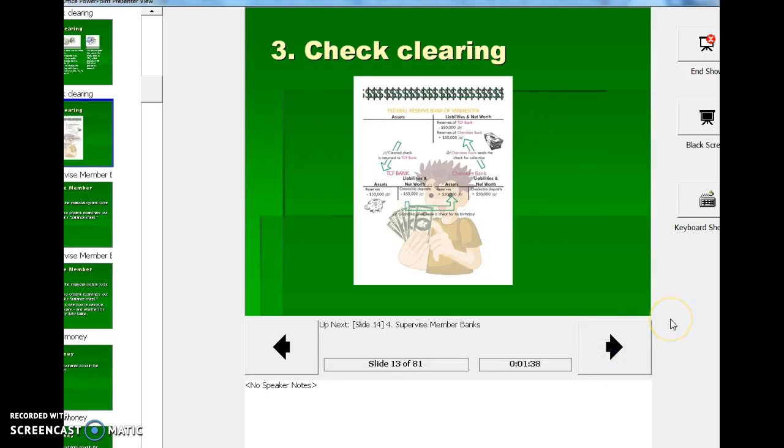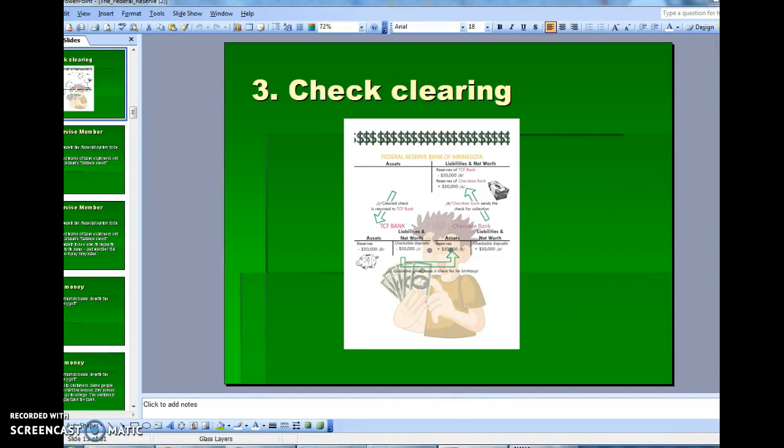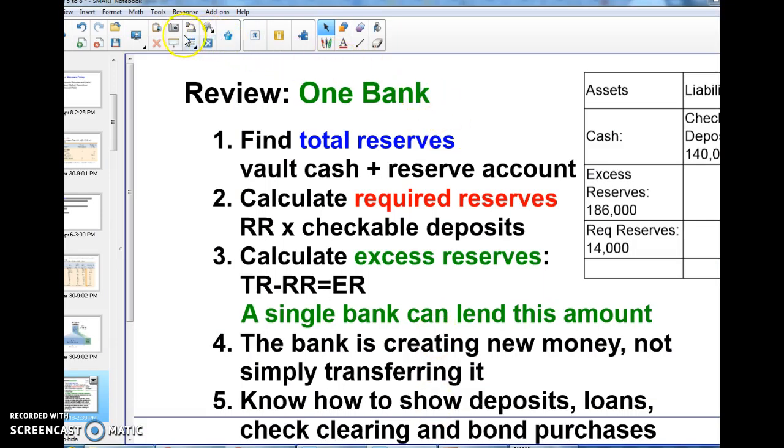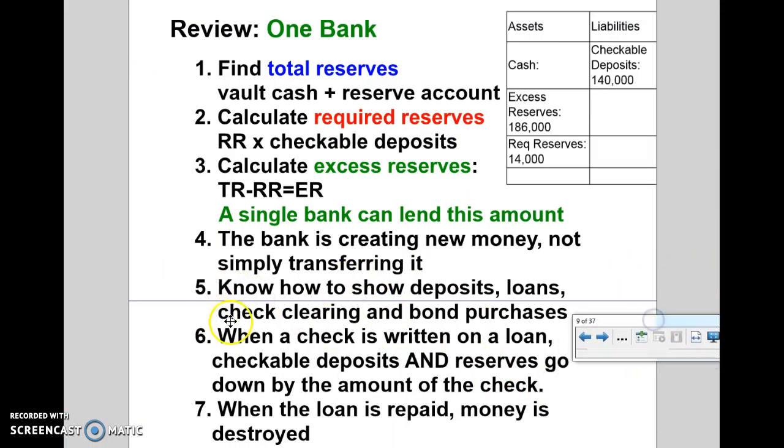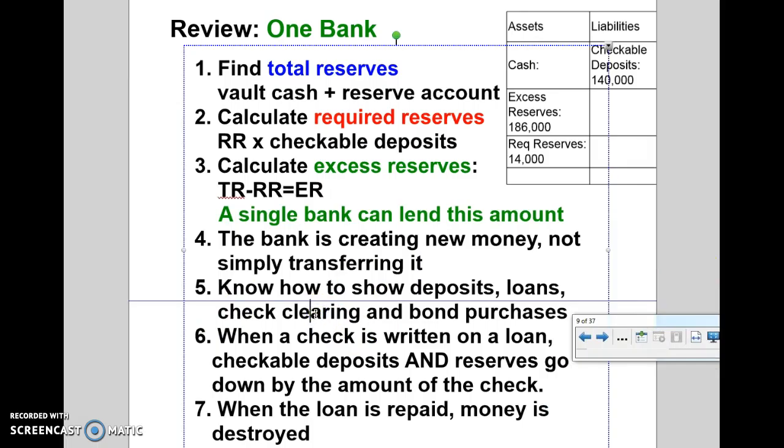There are other ways to look at this, and there are other slides in this. This is all from that wonderful Federal Reserve PowerPoint that is on the Moodle page, which can be a great resource for you to see how the Fed works and how all these different processes work as well. All right, if we look back then at our bank, hopefully you understand how check clearing works a bit better.